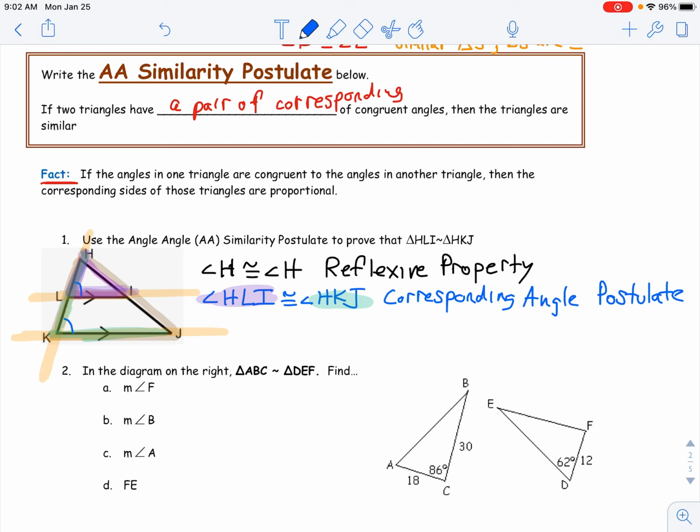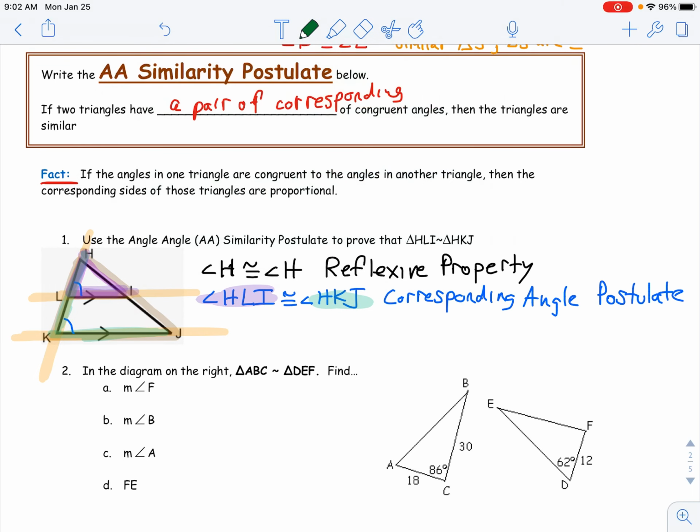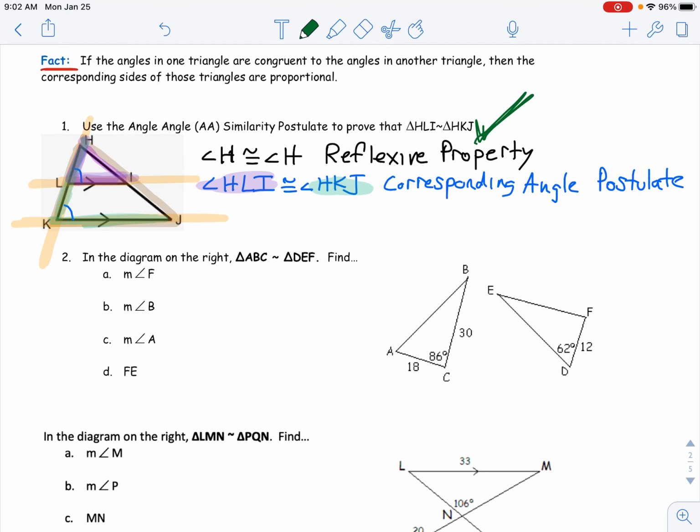All right, so we've proved that two angles are congruent. I and J, they are also corresponding angles. We could also use the third angles theorem, but nonetheless, it says use the angle similarity postulate to prove that the triangles are similar. Check. We're just going to put a green check mark because that's what we did. We just found two angles that are congruent. Thus, they must be similar.